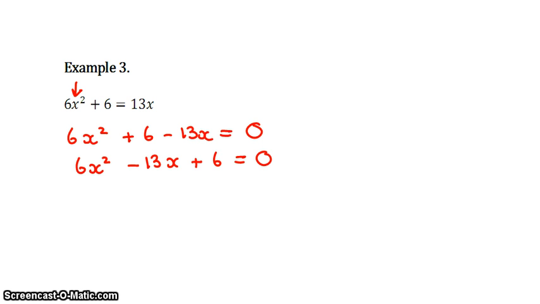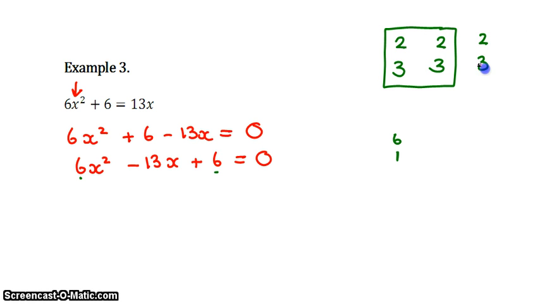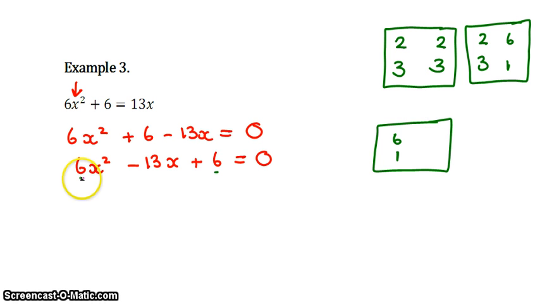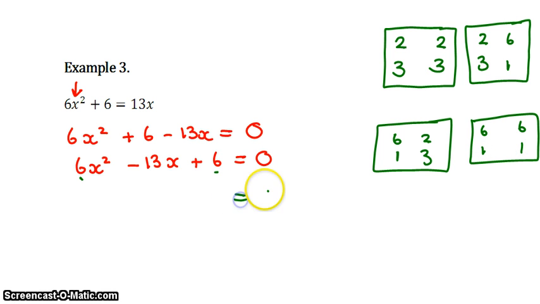Now, this is not an easy factorizing because 6 can either be 2 times 3 or it could be 6 times 1. And 6 can also be 6 times 1 or 2 times 3. So either I've got those combinations of factors, or I could have 2 and 3 and 6 and 1, or I could have 6 and 1 for the first 6 and 2 and 3, or I could have 6 and 1 and 6 and 1. So this is quite complicated. There's 4 different ways to do this.